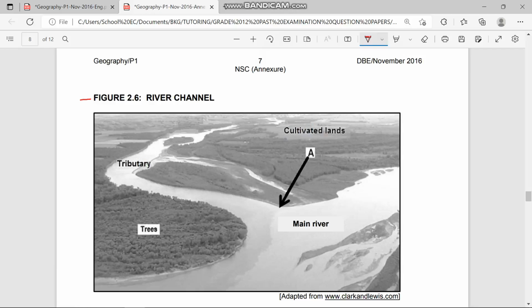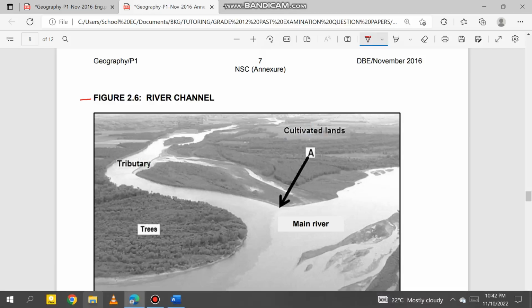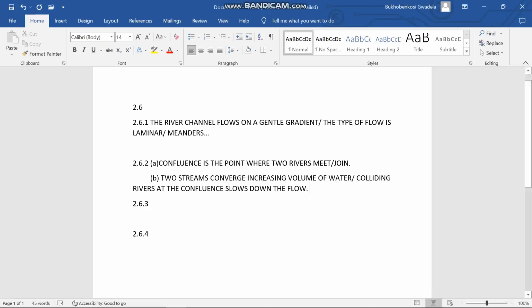We can say all of those things. That was 1 mark, so I'm just going to give you two of the important ones. You can say they absorb water through their roots during the time of floods.